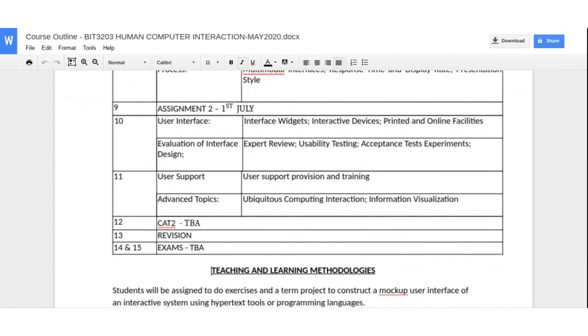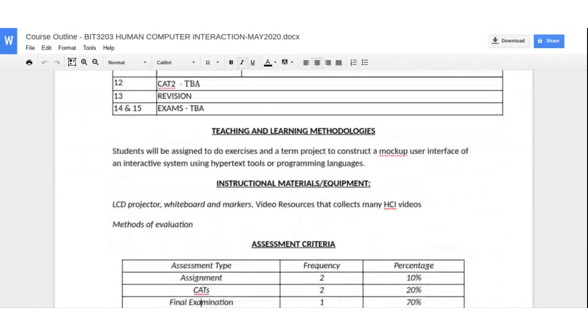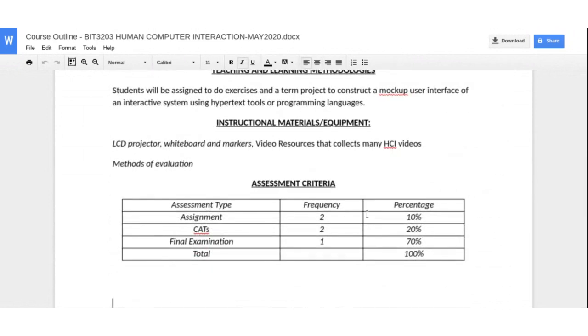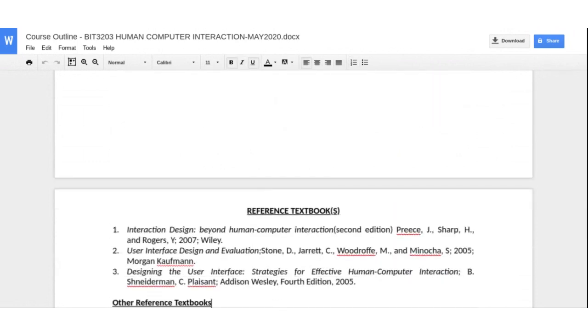All right, so just highlighting again, we will still follow the traditional evaluation: we have two assignments and two CATs. The assignments carry a weight of 10% in the unit, and the CATs take a weight of 20% in the unit. And the final exam, 70% of the unit. As we said, it will have to be announced later as to when the exams can be done and what the nature of the exams will be.